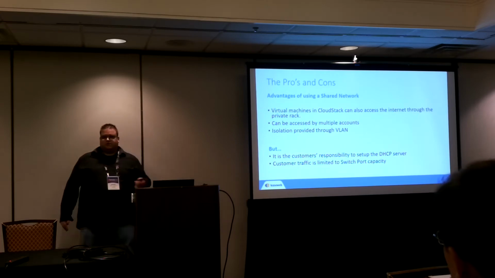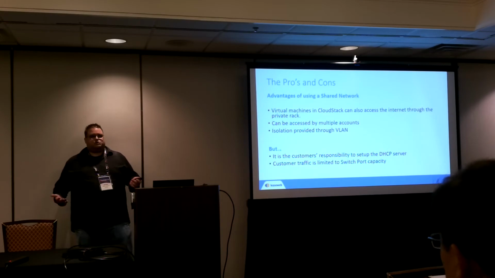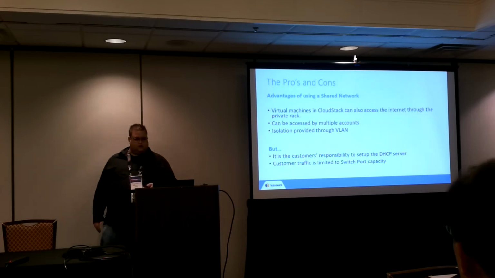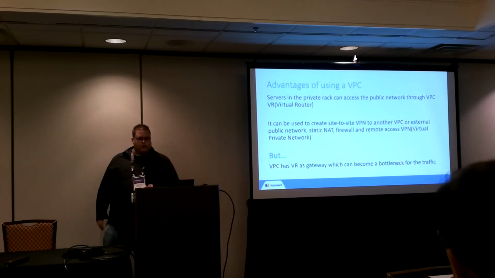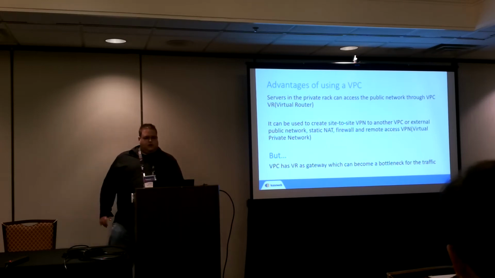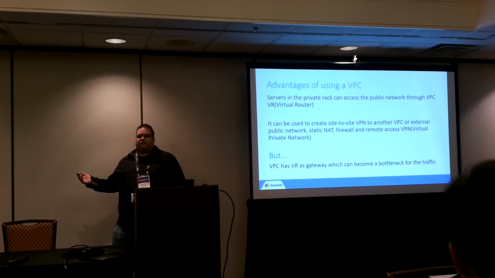Of course, the speeds between the two platforms depend on the customer's connection. Customers can connect on 100 Mbit, gigabit, or 10 gigabit. It completely depends on the customer's needs. For the VPC, servers in the private rack can use the VPC virtual router to connect to the internet.